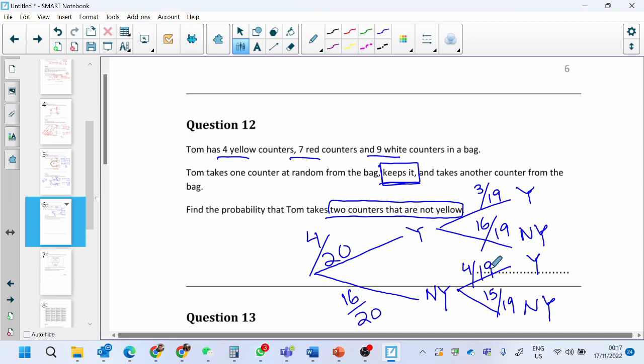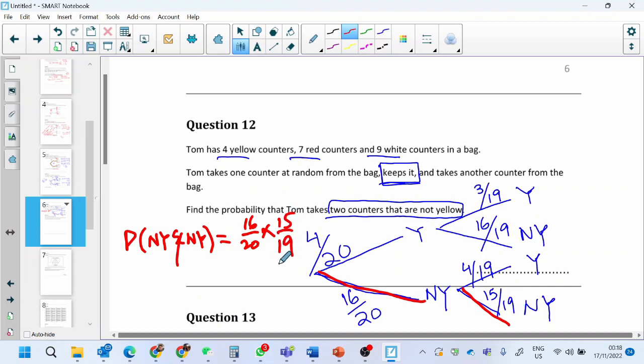So these are the probability trees, and we have to find the probability he takes two counters that are not yellow. So this is not yellow, right? So here this is not yellow, and again this is not yellow. So probability of not yellow and not yellow is equal to 16 out of 20 times 15 out of 19. If you multiply these two together, you will find the probability of not yellow and not yellow.